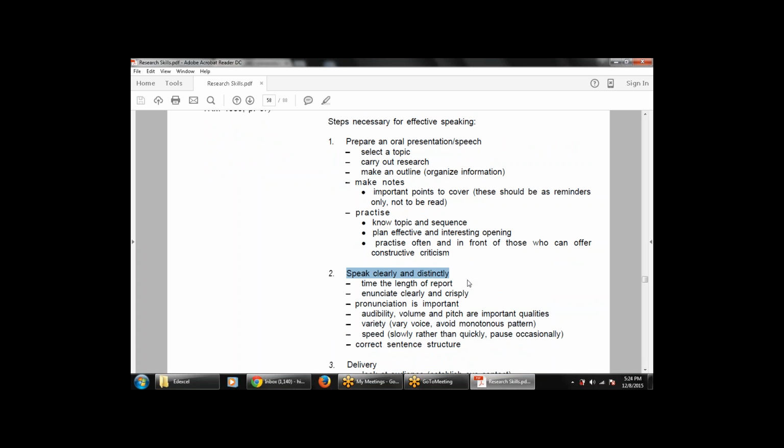Whatever you speak must be clear and distinct, and that includes the time and the length of the report: what the main point is, what the length is, and what time is given. Then enunciate clearly and crisply, that is, deliver in a polite, crisp manner so that everyone can understand what you are trying to say.